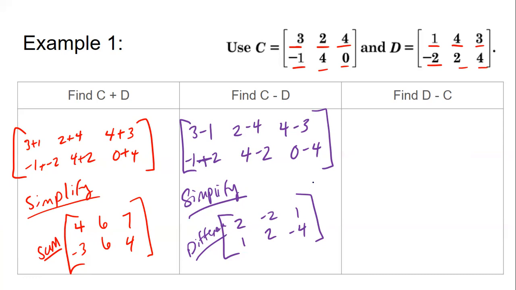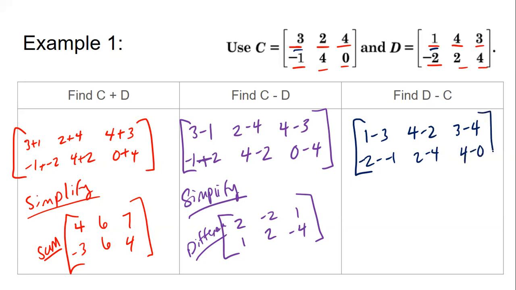Okay, order matters. So instead of going from left to right with these two matrices, when I have D minus C, I'm going from right to left. Does it change the correspondence? No, just changes the way I'm going. So this time it's 1 minus 3, and then we continue. 4 minus 2, 3 minus 4, -2 minus -1, 2 minus 4, and 4 minus 0.